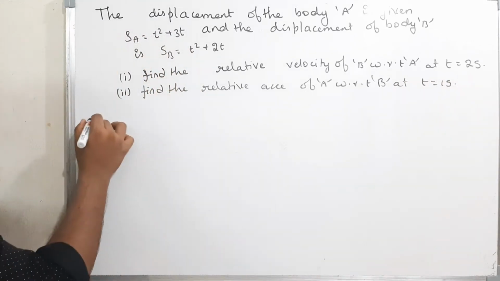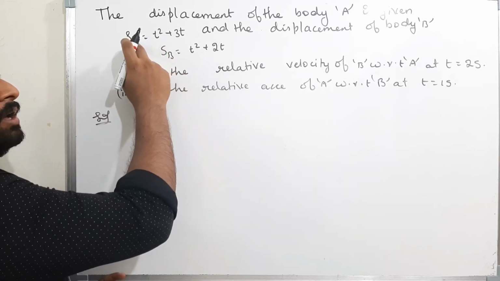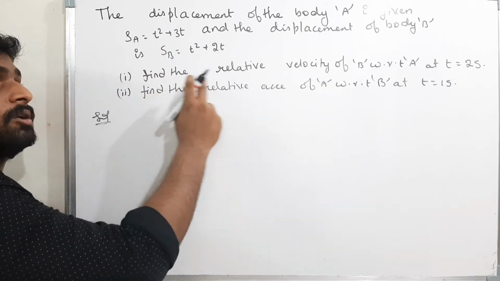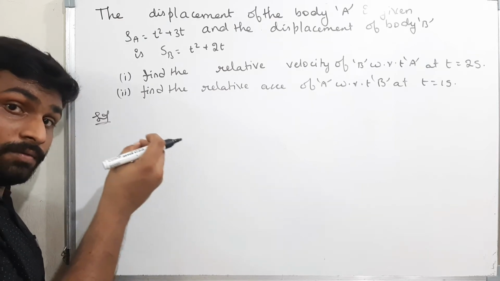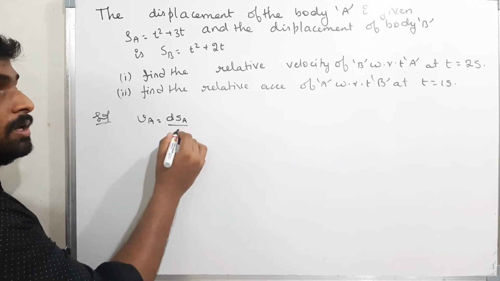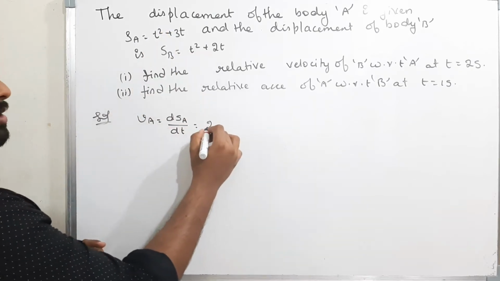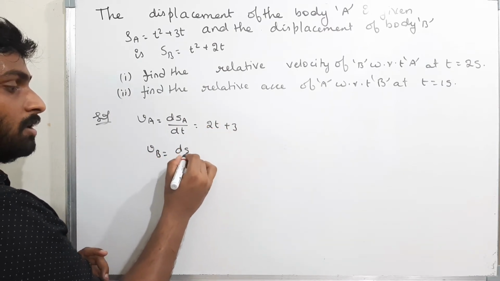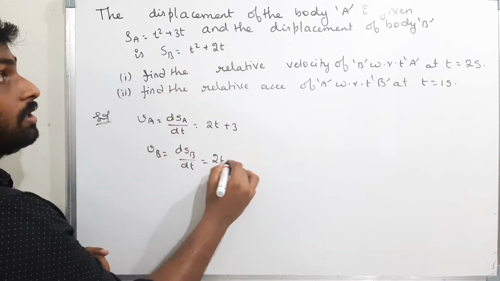Now how can I do this question? See carefully. They gave the relation between the displacement and time for both the bodies A and B. Well and good. Now they told to find the relative velocity of B with respect to A. That means first of all I have to find the velocities of A and B. Therefore what is the velocity of A? It is the differentiation of displacement with respect to time. Differentiate it. How much you will get? 2t plus 3. Now what is the velocity of B? That is the differentiation of displacement of B with respect to time. That is 2t plus 2.